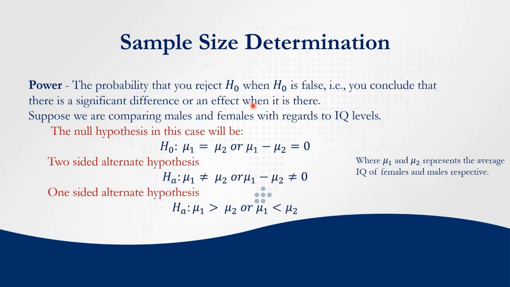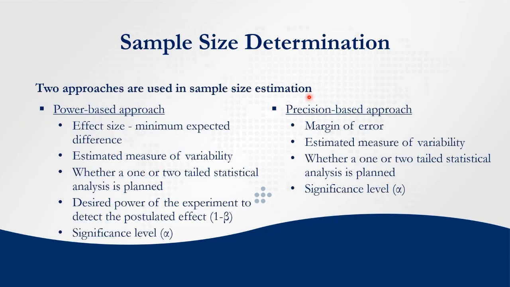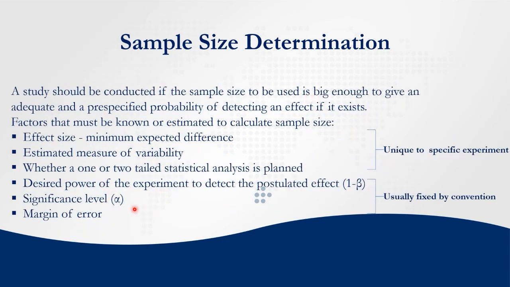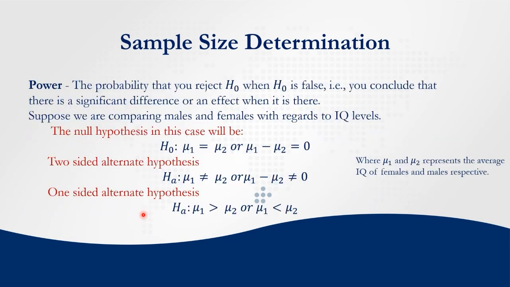So we've spoken about the power. It's the probability that you reject the null hypothesis when it's false. That's what we want. We want to reject the null hypothesis when it is false, so we conclude that there's a significant difference when it's actually there. So we want our study to have enough power. And as I have said, you specify that you want your study to have this amount of power.